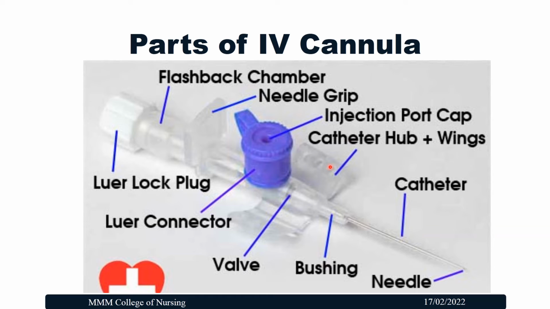There are wings, or we can call it the catheter hub. This helps to attach the IV cannula to the patient's body. There is a valve which allows the backflow of blood as well as the flow of medication into the body.